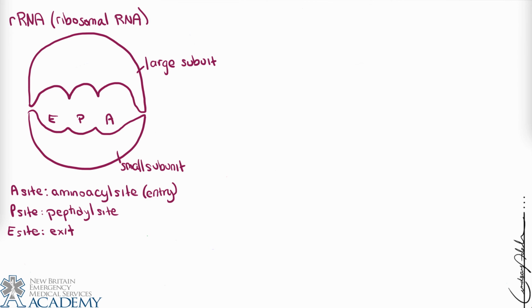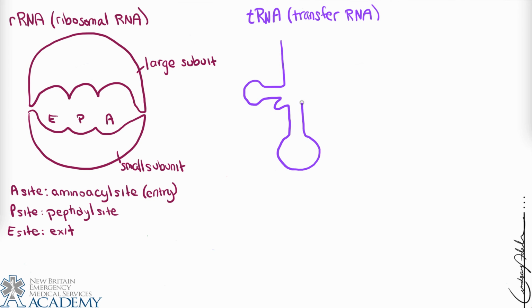And then what I've also labeled is there's 3 different seats inside of the ribosome. There's the A site, which is the aminoacyl site, which is the point of entry for the mRNA, and then also how we're going to actually make our protein. Then we have our P site, or our peptidyl site, and then our E site, or the exit.